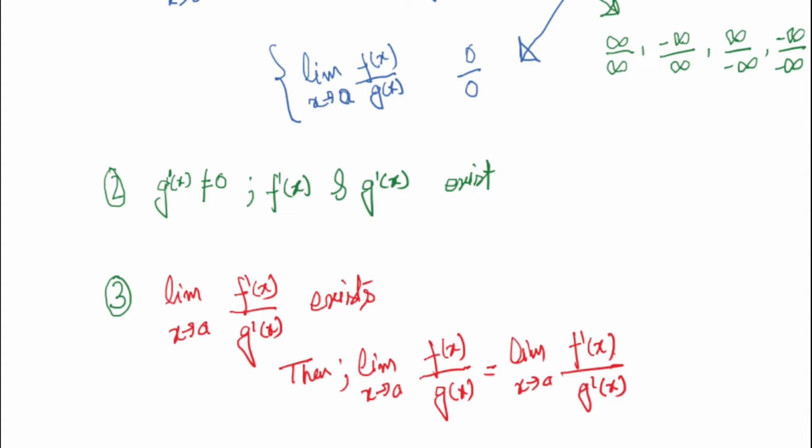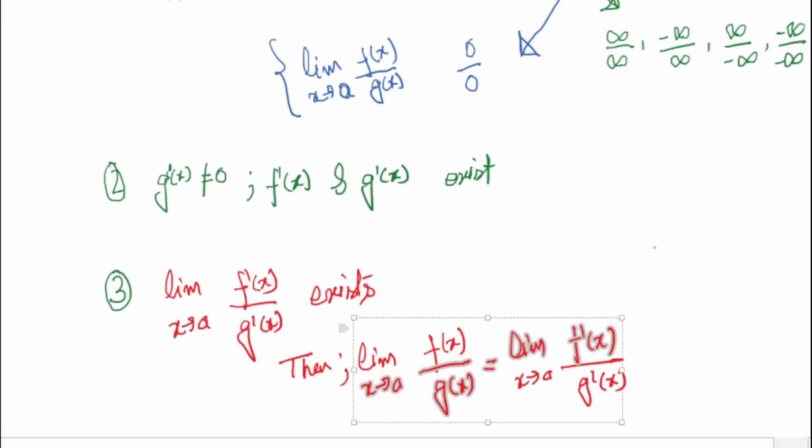And in the third property, we have the limit x tends to a, f dash x upon g dash x. If it exists, then we can say that limit x tends to a, f x upon g x is equal to limit x tends to a, f dash x upon g dash x. It means that the differentiation of the numerator and the differentiation of the denominator both will exist, and we can do that. We have seen the relationship between differentiation and limit interchangeably in the previous lecture. So this is the third property for L'Hopital's rule. Okay, let me show you some examples that would be easy to understand L'Hopital's rule.